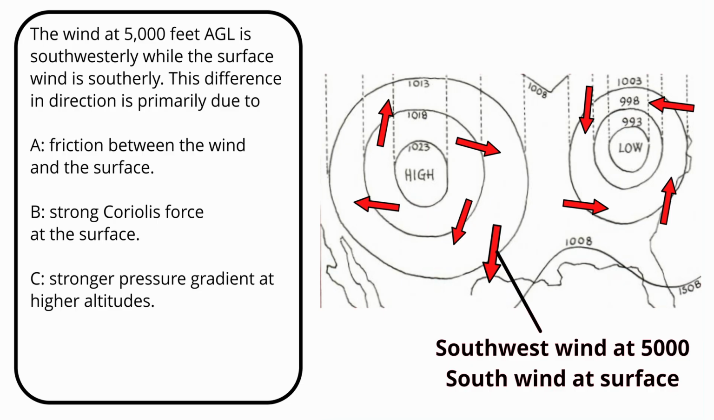In this question, B is wrong because Coriolis force is in fact reduced at the surface, and C is wrong because pressure gradient does not depend on altitude. The difference in wind direction is caused by answer A, surface friction.